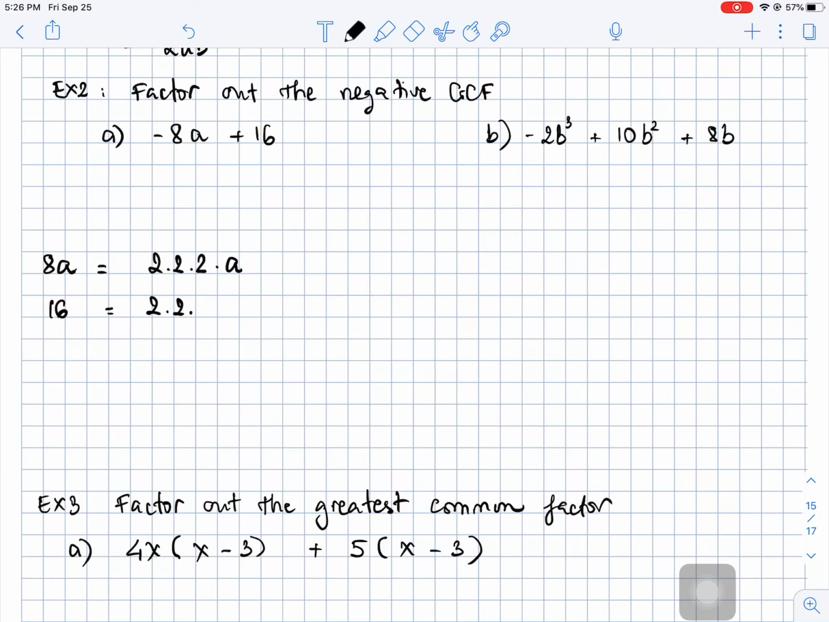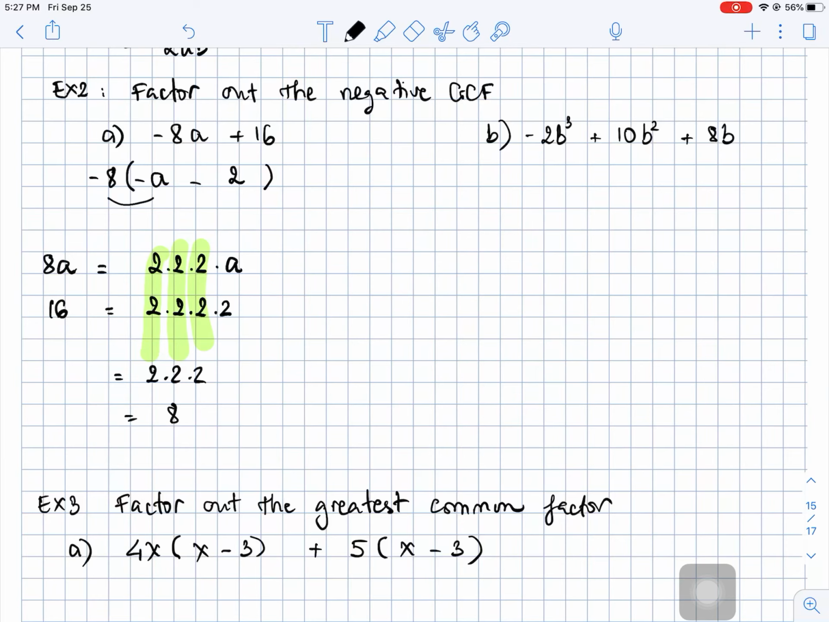So 8 is 2 times 2 times 2, and 16 is 2 times 2 times 2 times 2. So you have one common 2, another common 2, another common 2. So 2 times 2 times 2, you have 3 twos, and we got the answer is 8. We will factor out a negative 8. So what is left inside is A, because negative 8 goes into negative 8A one time, and 8 goes into 16 is 2 times.